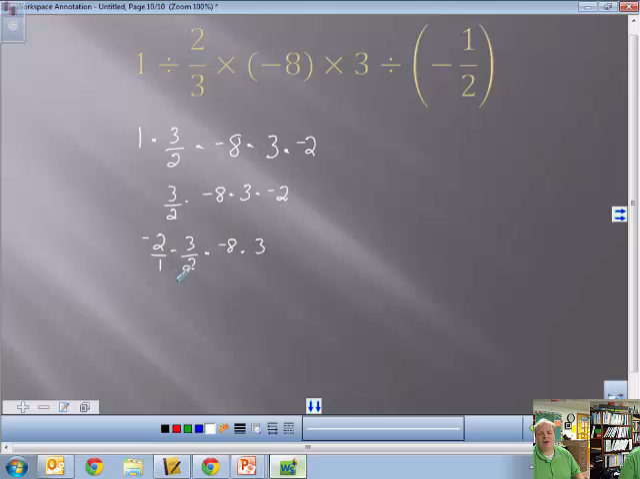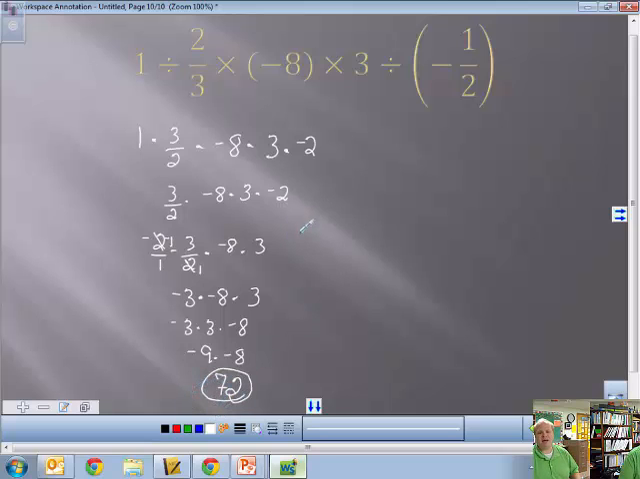The greatest common factor of 2 and 2 is 2. 2 divided by 2 is 1, and 2 divided by 2 is 1, so I'm left with a negative 1. Negative 1 times 3 is simply a negative 3 times a negative 8 times 3. I could rearrange this one more time. I could go negative 3 times 3 times a negative 8. Negative 3 times a positive 3 is going to be a negative 9. Negative 9 times a negative 8 is going to end up being a positive 72.